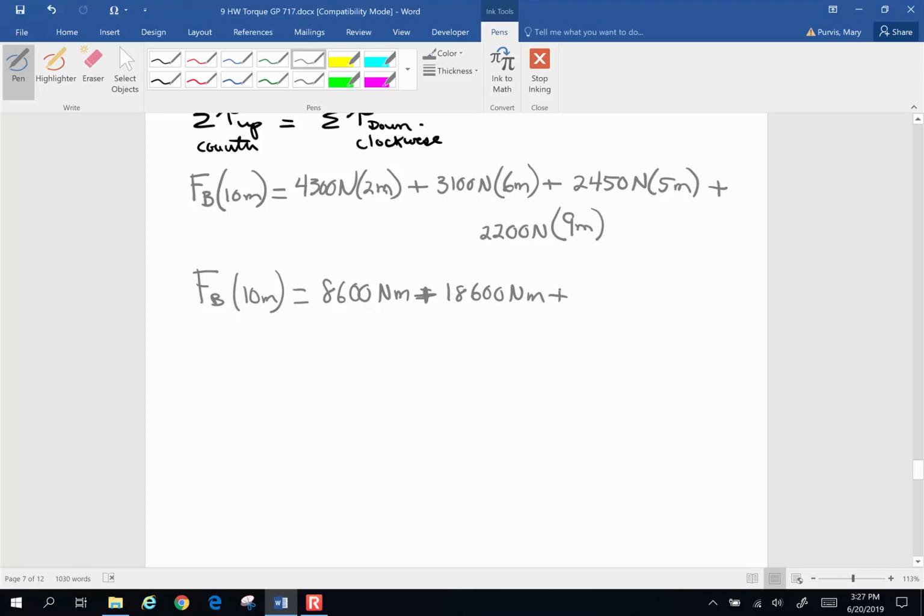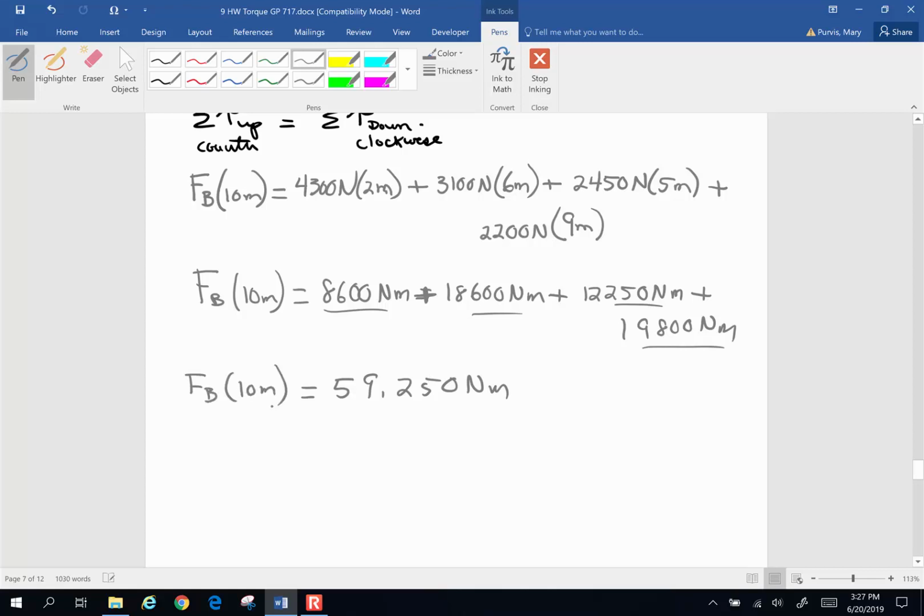2,450 times 5, this is going to be 12,250 newton meters, plus 2,200 times 9, which is 19,800 newton meters. Okay, I'm going to add up all 4 of those. So 19,800 plus 12,250 plus 18,600 plus 8,600. I get the whole entire left side, 59,250. Is that what you got? I hope so. Okay, that's the force upward caused by beam B.